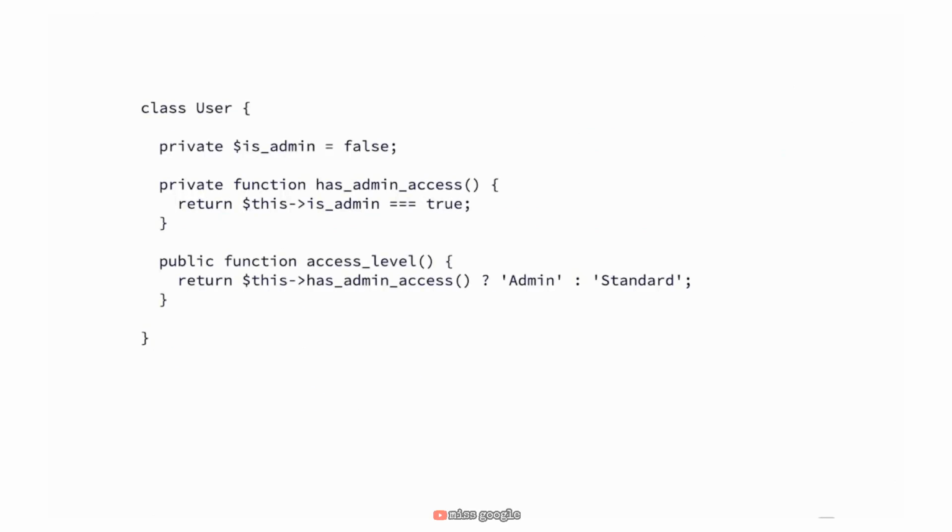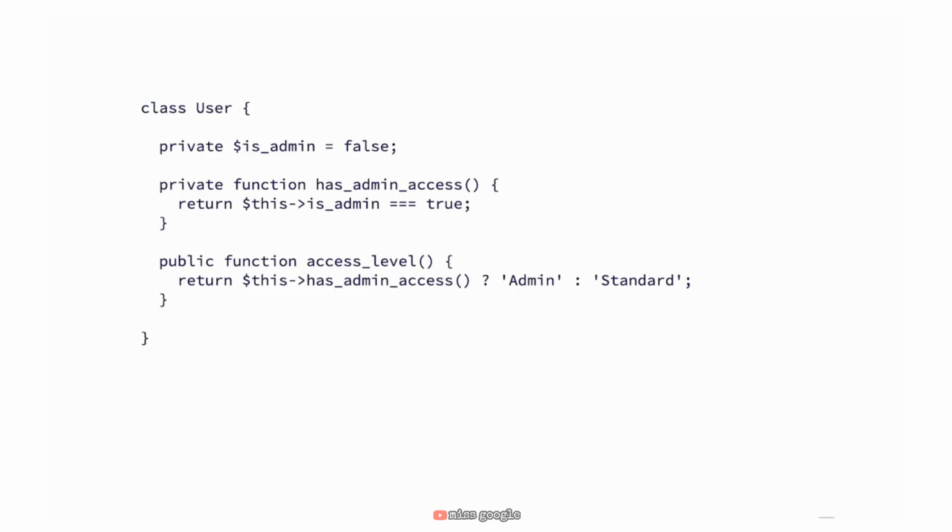Let's look at a more concrete example. Here I have a class called user, and I have a private property called isAdmin, which defaults to false. So this user is not an admin. That's the kind of thing we wouldn't want people to be able to change easily, right? We wouldn't even necessarily want other parts of our code to be able to change that easily. So we can restrict access to it by making it private.